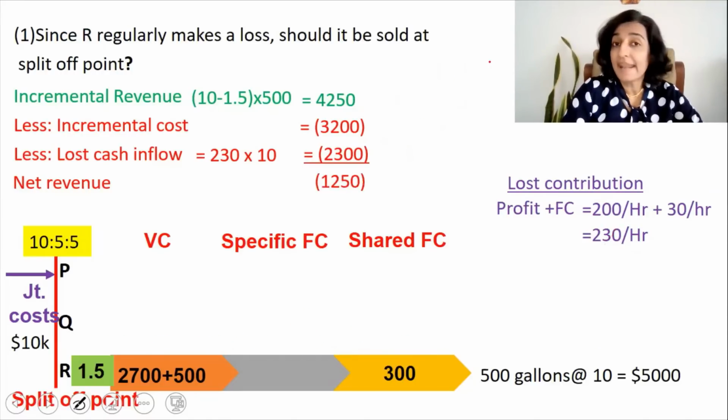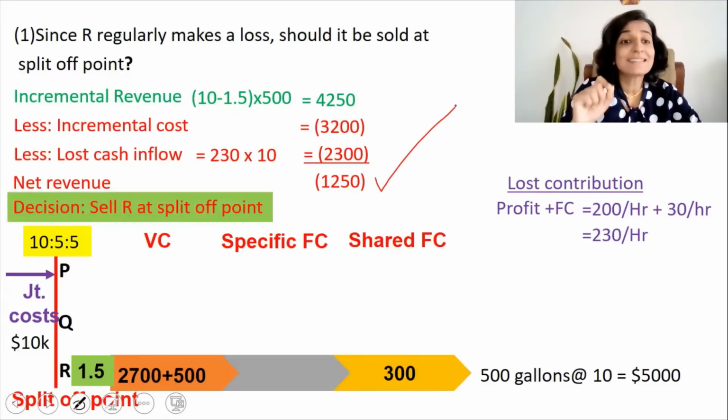So the net revenue that you get if you process R is 4,250 minus 3,200 minus 2,300, giving an amount of negative $1,250, which means that it is not worth to further process R. So the final decision is sell R at split-off point. Do not further process R.